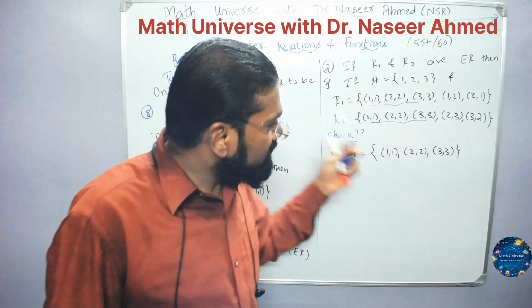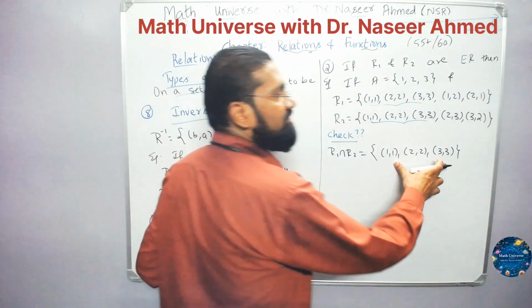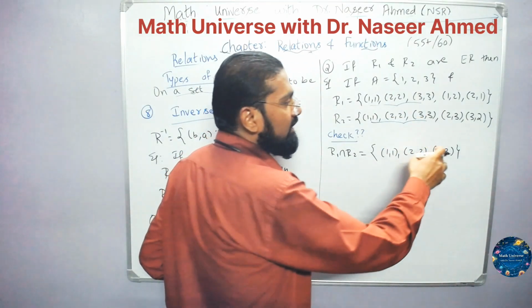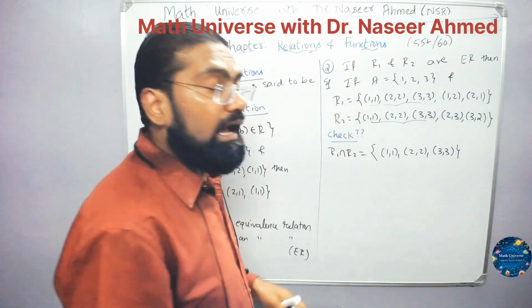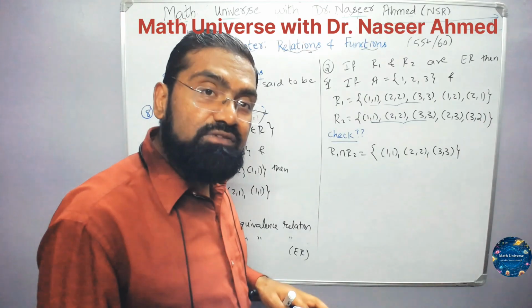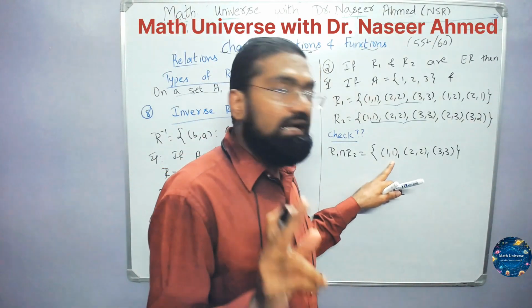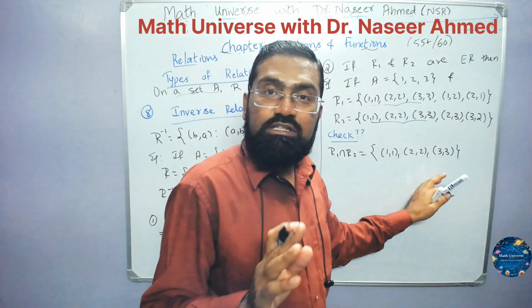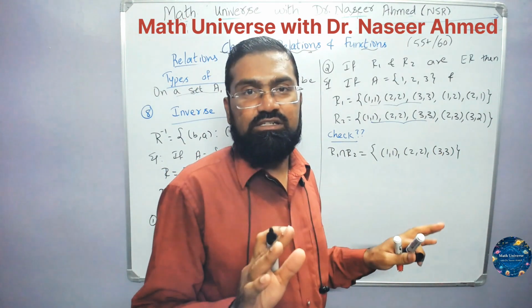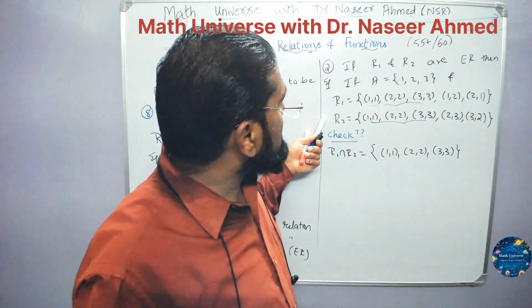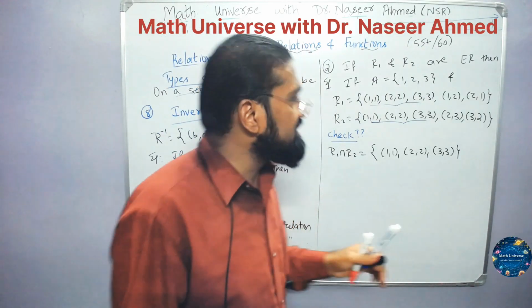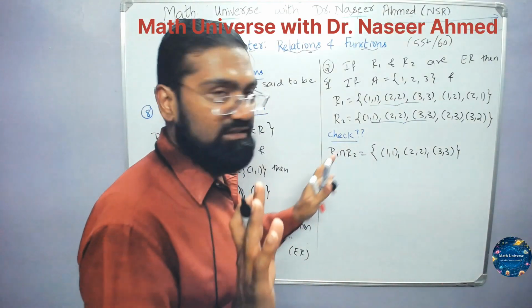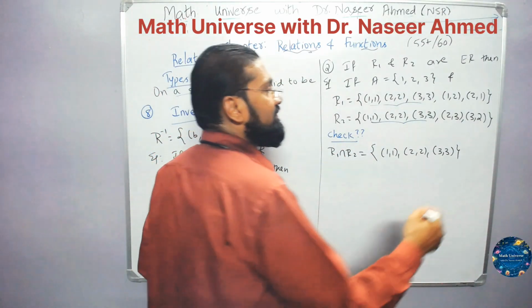Now check, is it reflexive? Yes, it is reflexive. Is it symmetric? 1 comma 1, the reverse is also 1 comma 1. 2 comma 2, the reverse is also 2 comma 2. 3 comma 3, the reverse is also 3 comma 3. And one more we want, transitive. For transitive, this is obeying the alternate second definition: A comma B belongs to R only. You can see this. So it is an equivalence relation. So we came to know that the intersection of two equivalence relations is again an equivalence relation.